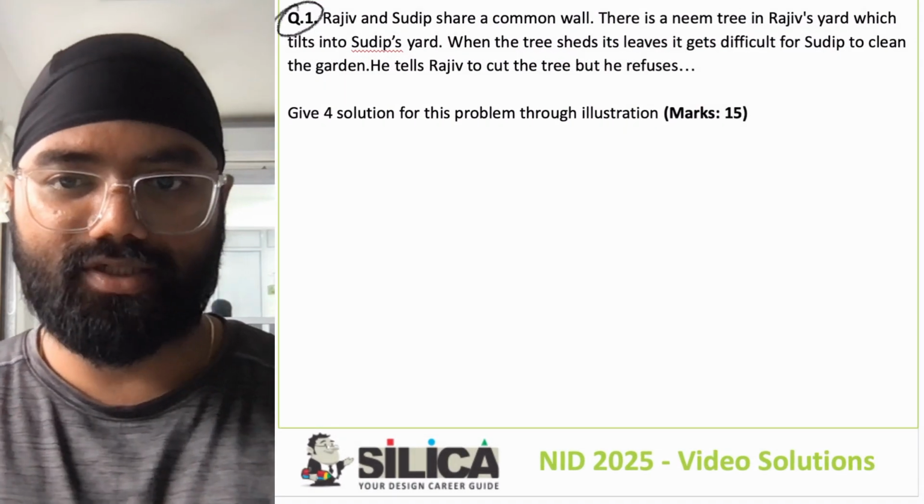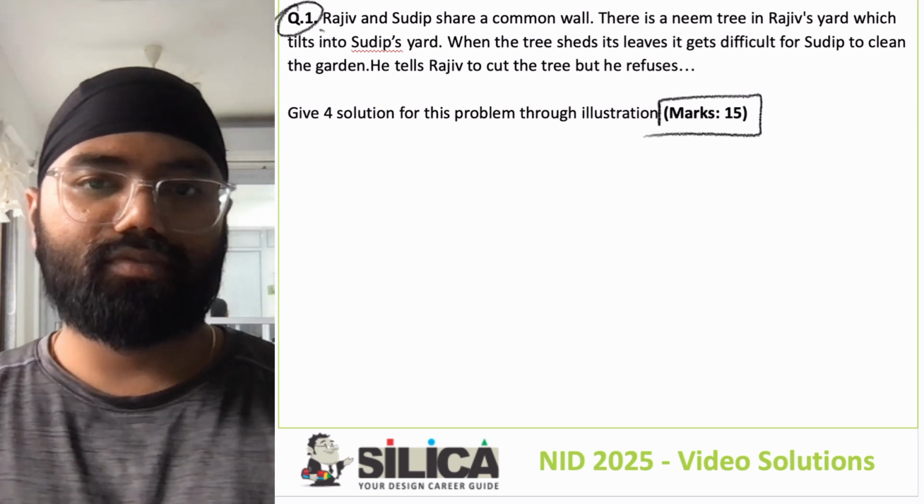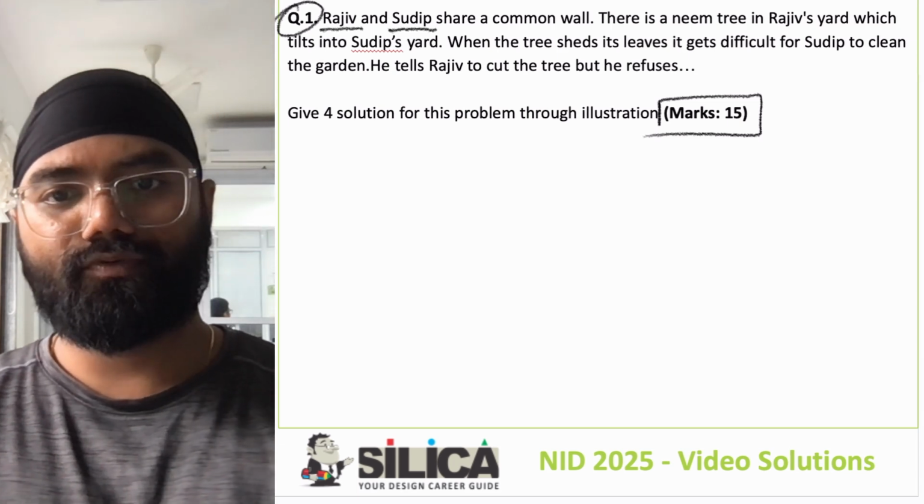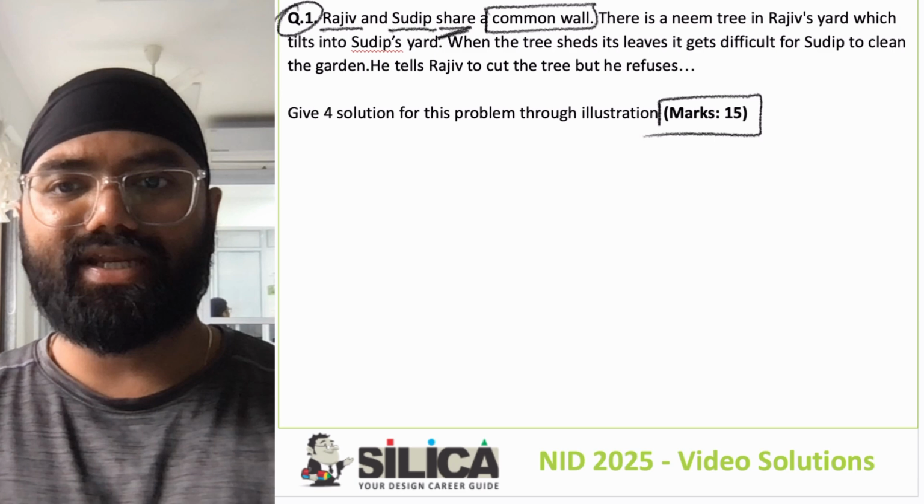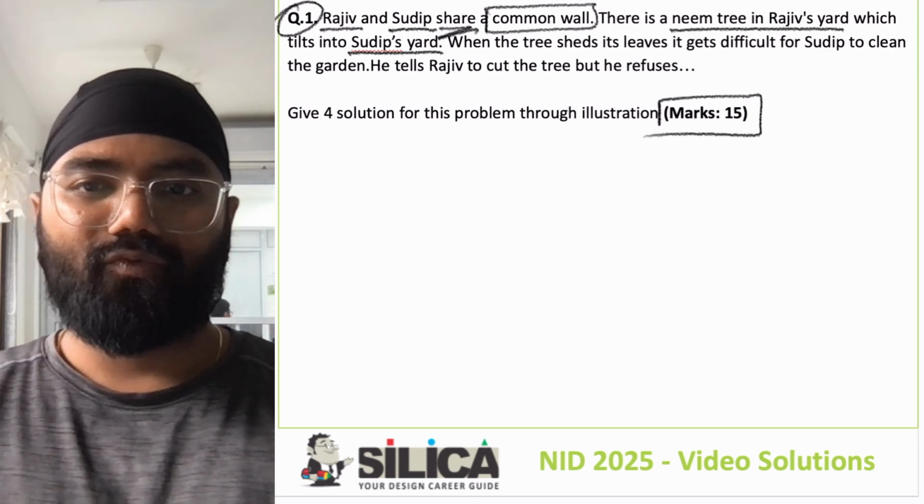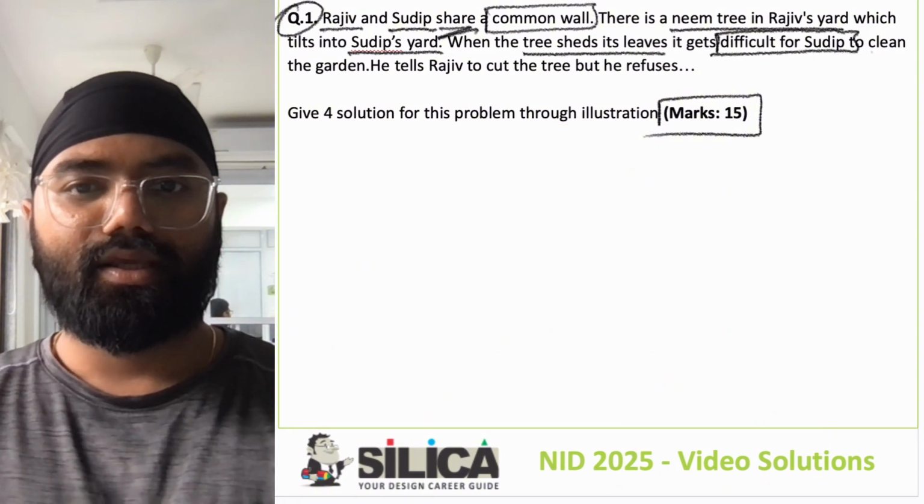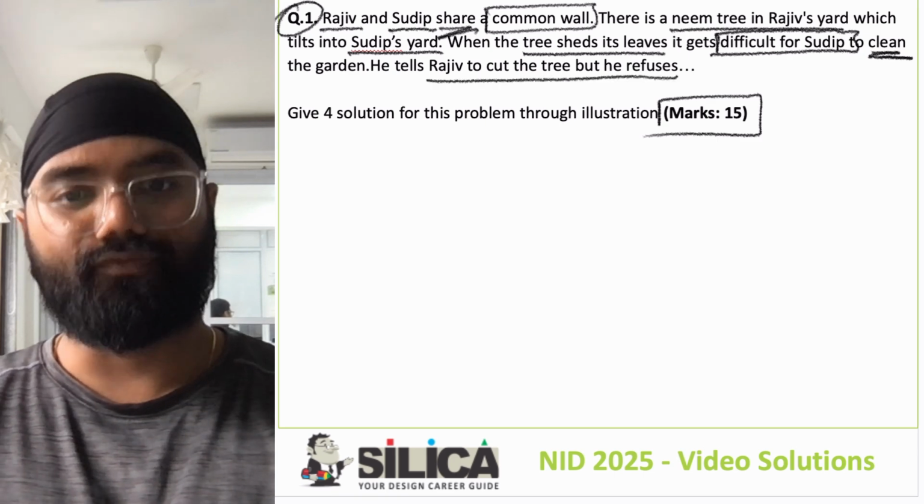So here's the first question, which is for 15 marks, where there are two people, Rajiv and Sudeep, who share a common wall. There's a neem tree in Rajiv's yard which tilts into Sudeep's yard. When the tree sheds its leaves, it gets difficult for Sudeep to clean the yard. He tells Rajiv to cut the tree, but he refuses.